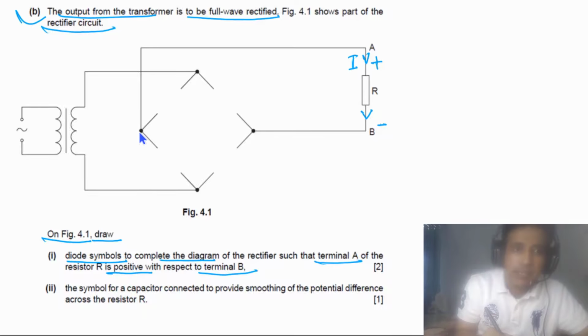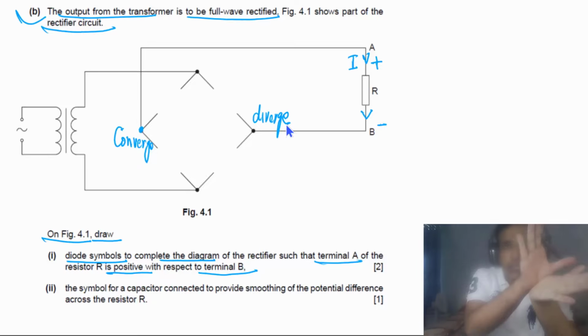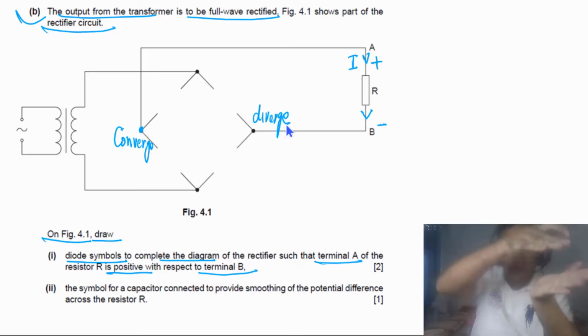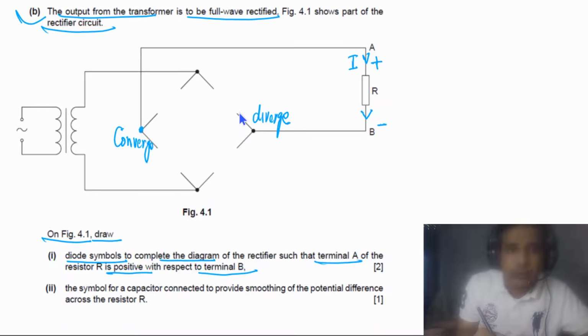This terminal is positive, and it is connected with this end of this diamond shape. So the diodes have to converge at this point, and from this point diodes have to diverge. Diverge simply means that the diodes have to be like this. Converge means they have to be like this at that point. So here they have to diverge.